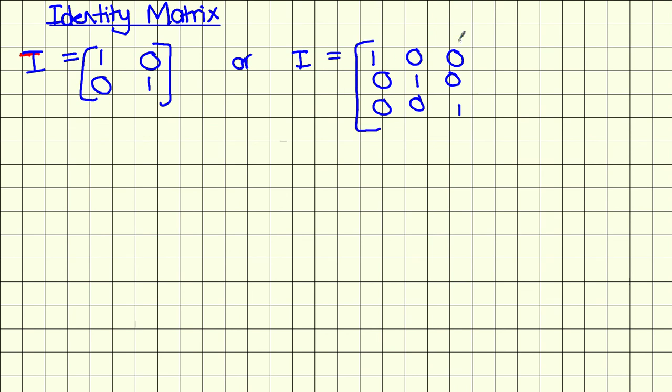Okay, and this is just like the number 1 of matrix form. So if you multiply anything by the identity, you're just going to get what you started with. So it's just the number 1 of matrix form.